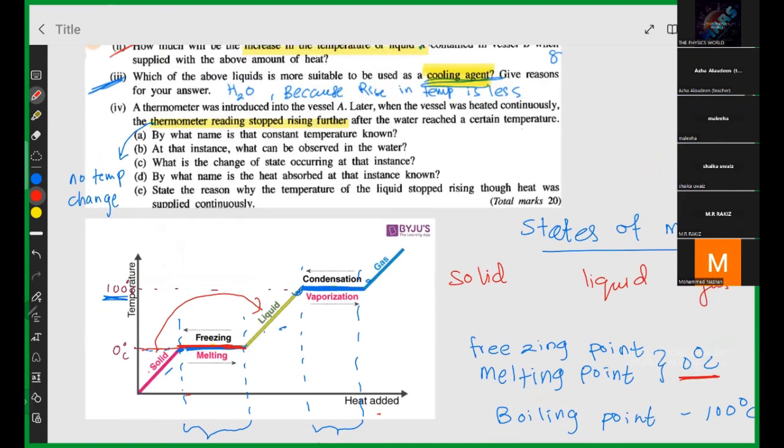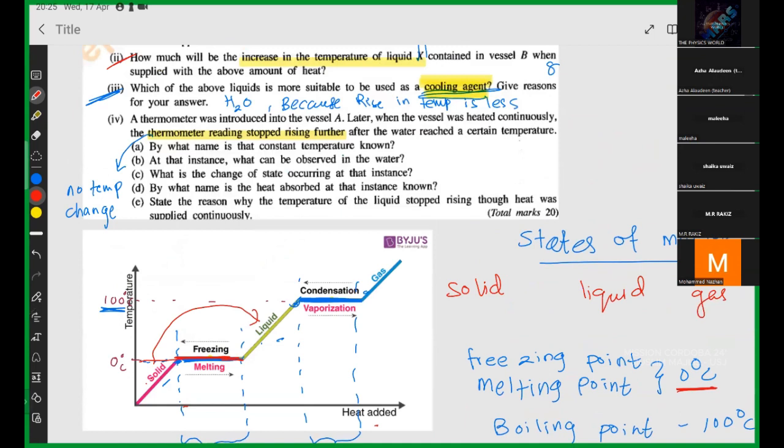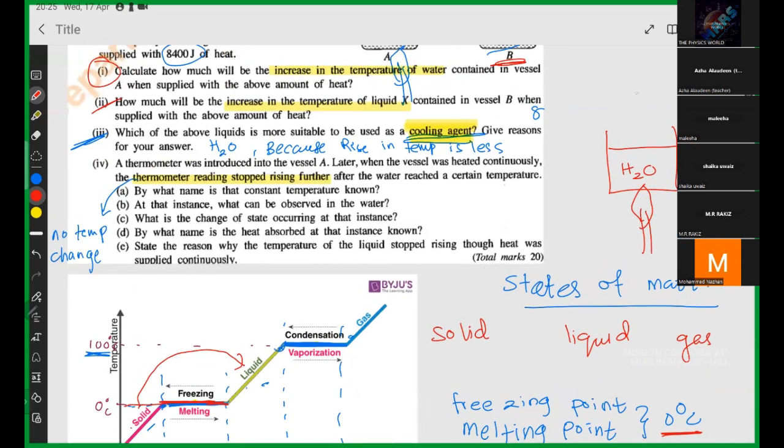Now, when you look at the question, maybe you'll get okay with that. So this is liquid now, this is water, and you're continuously heating that. Look at the picture that I'm drawing. And you're keeping a thermometer inside. At a certain point, the thermometer reading stopped rising further. That means what? There is no temperature change.